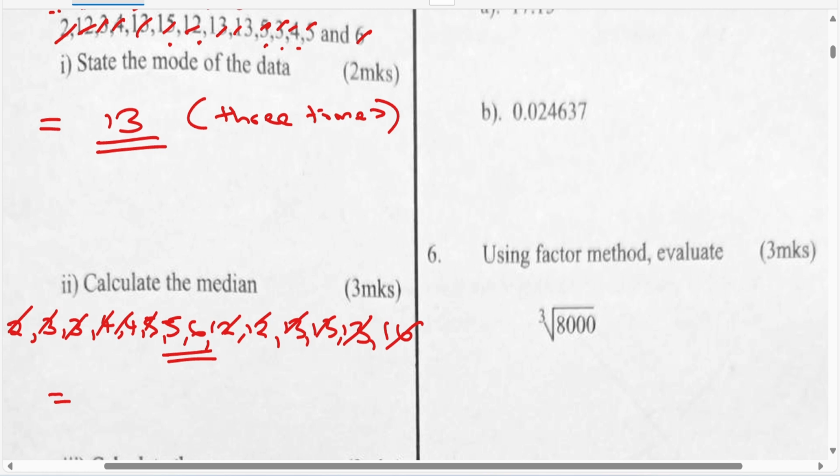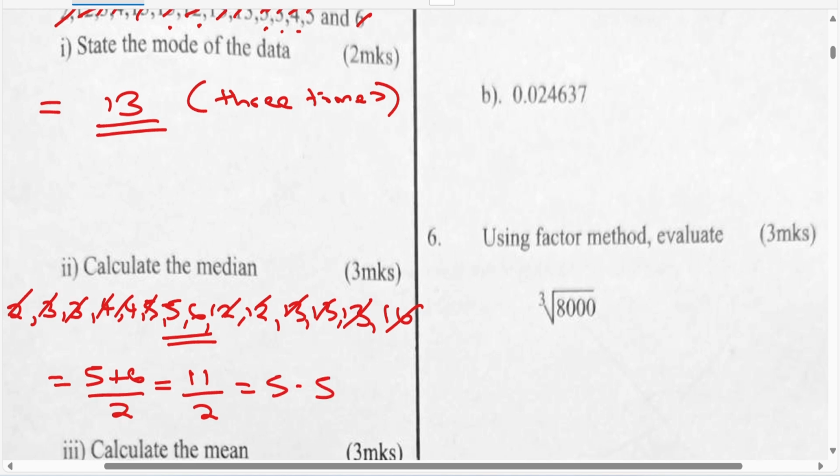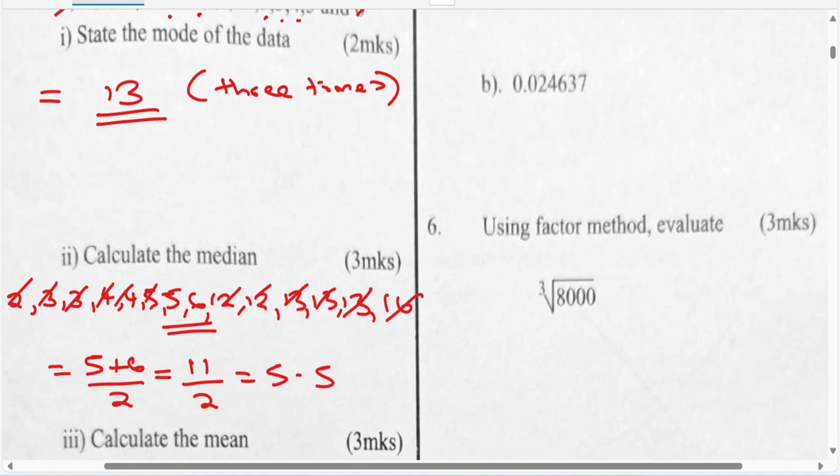Now, we can write the 2 numbers, and you find the mean of those 2 numbers. You will do 5 plus 6 divided by 2, or find the average. So 5 plus 6 is 11, divided by 2 is 5.5. Okay. If you get 2 numbers, what will you do? You take those 2 numbers, add them, then divide by 2.